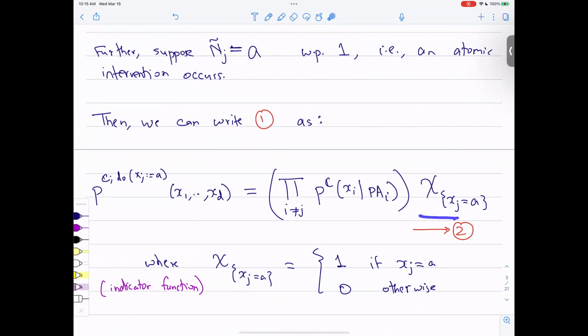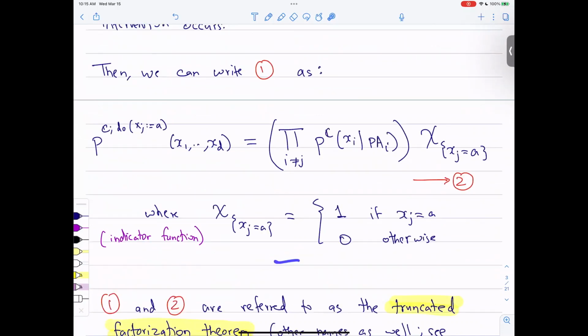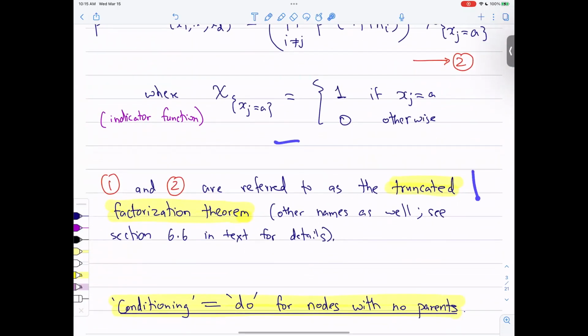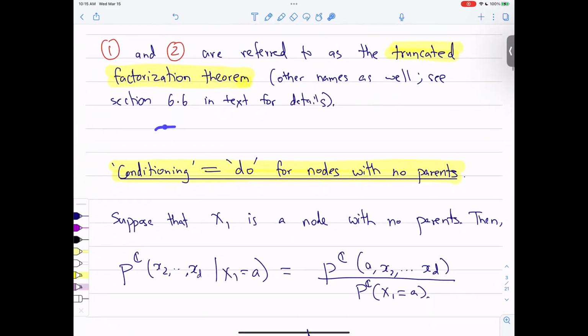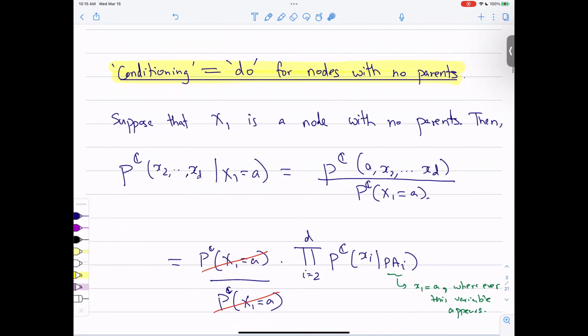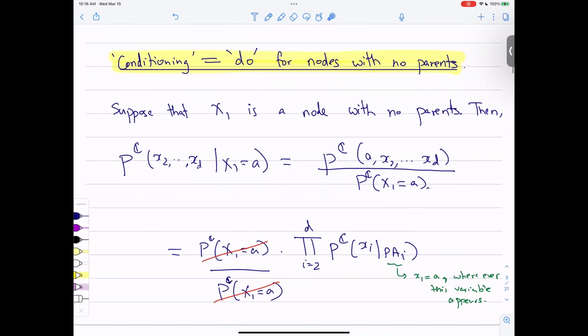So we have the 0, 1 case with the indicator. Fine. So these two are called the truncated factorization theorem. If you see this word, that's all this thing means. This is where we stopped yesterday, so this so far is just a recap. We just continue from here now. All right. Now, the first thing is that qualitatively we saw that conditioning is the same as do for nodes with no parents. So let's actually show that this happens.